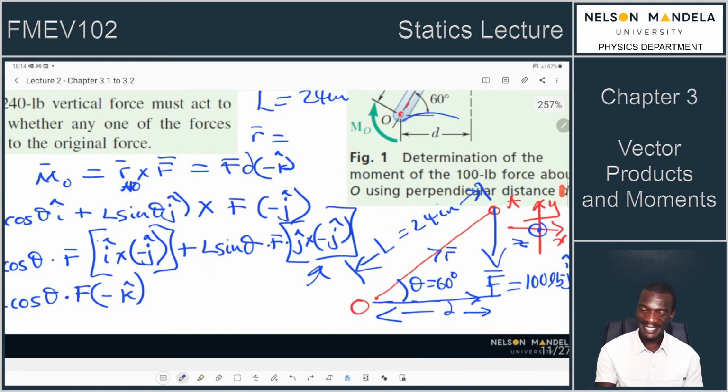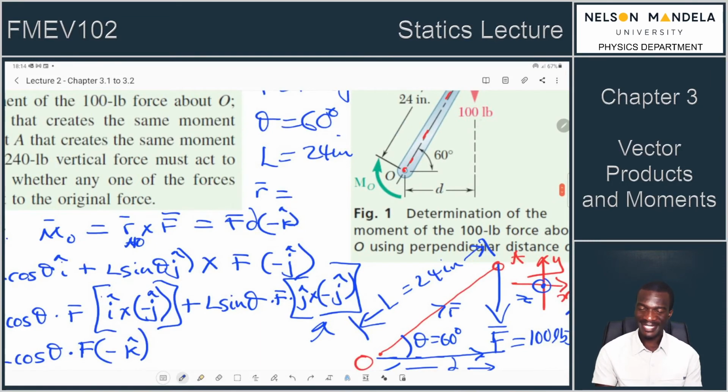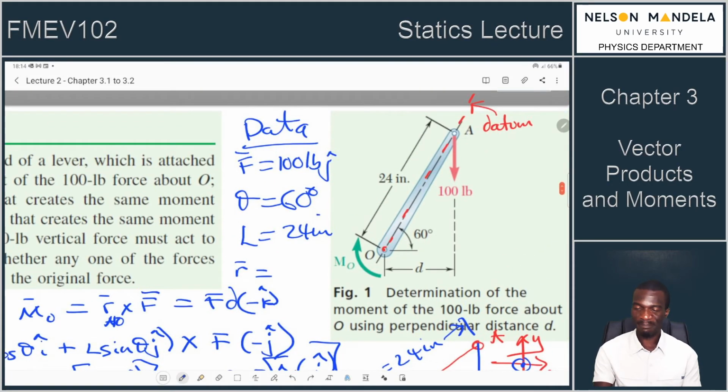Now, look at what is happening here. They gave us this dimension. Do you notice that this dimension, D, is actually the perpendicular distance? So let's use the principle of transmissibility. Let's generate another force that is equivalent to the first one and locate it there. So that's our F, but it's an F prime. Do you notice that about the point O, this force F prime will generate the same effect, a perpendicular distance D from the point O.